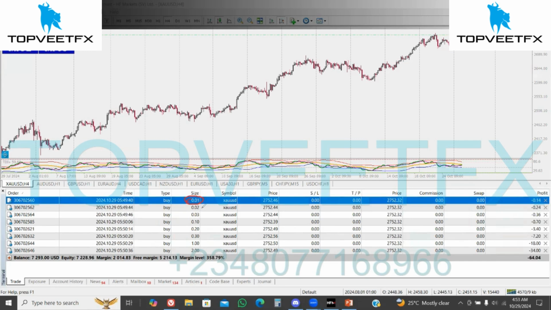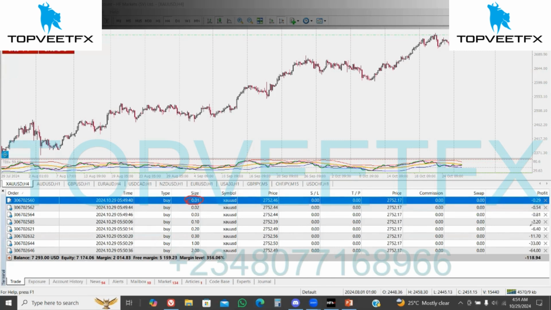On the 0.02, I'm having minus 26 cents. On the 0.03, I'm having minus 66 cents. Now, look at it. The higher your lot size goes, you will see that your loss is also going high. And the same way your loss is going high, if it goes to profit, your profit will go higher.